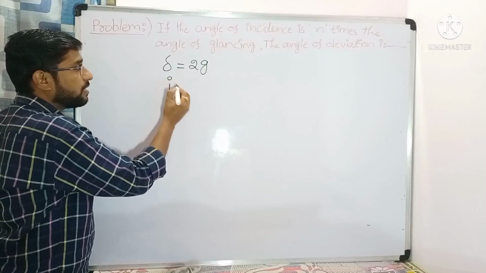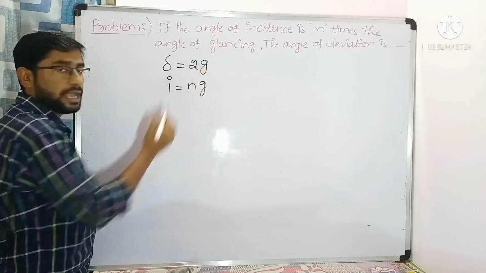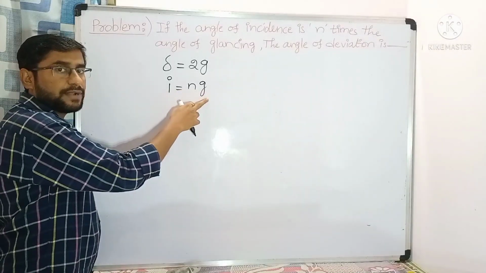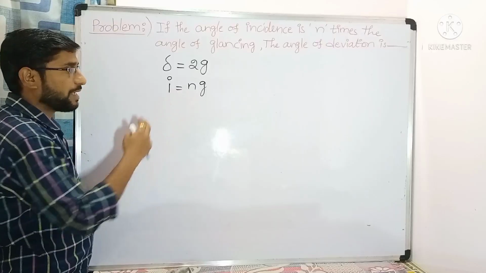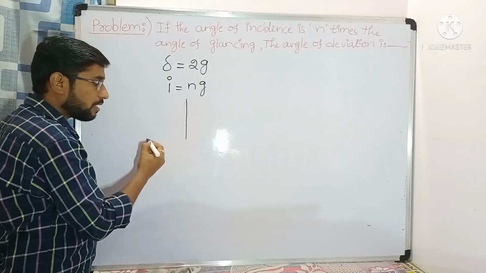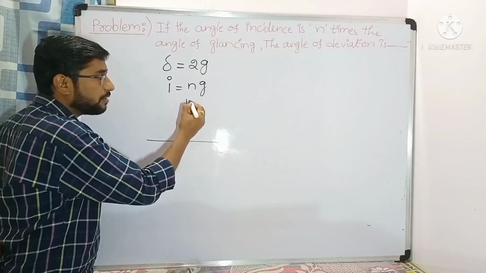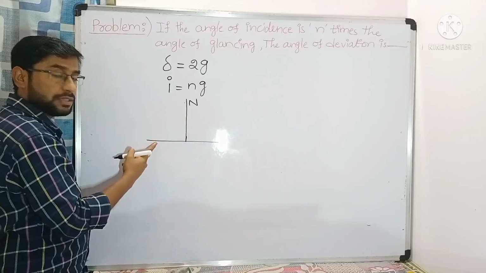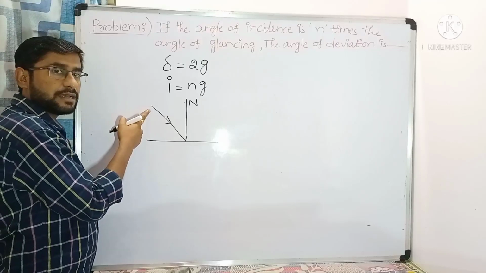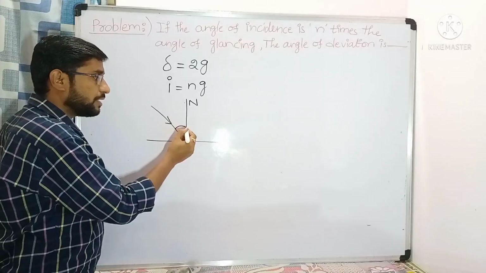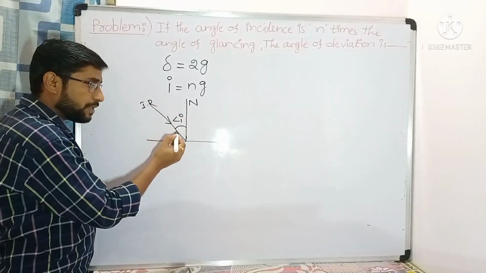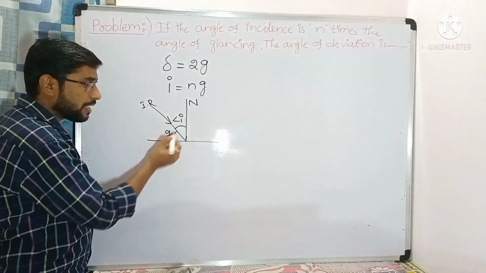So that means i is equal to n times the glancing angle. Here i means angle of incidence. And also we should write the relation between the angle of incidence and glancing angle. This is the normal, this is the surface. When the light ray is incident on the surface, the angle between the incident ray and normal we call the angle of incidence. The angle between the incident ray and surface we call the glancing angle.